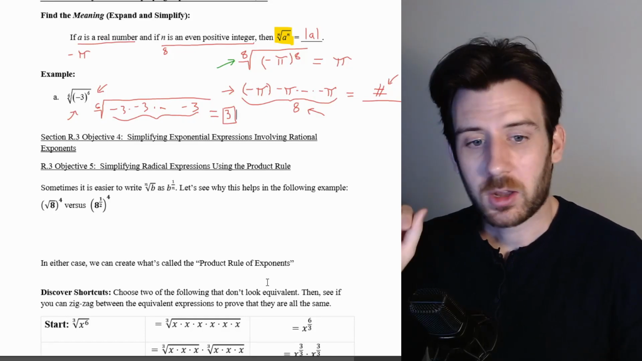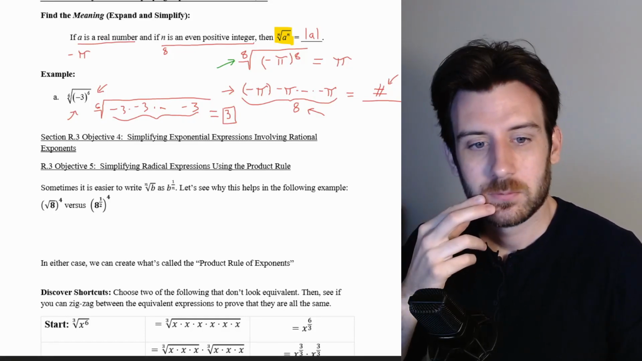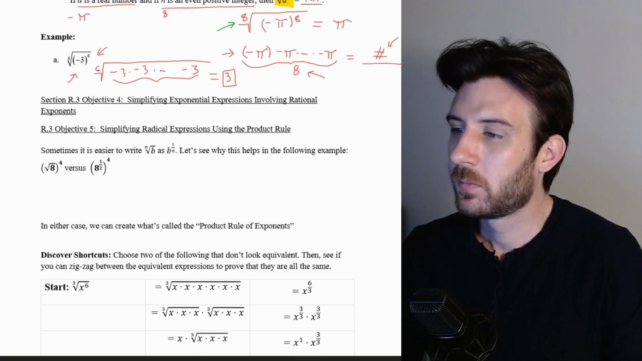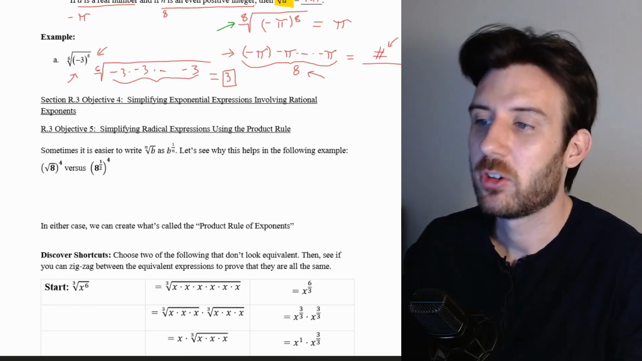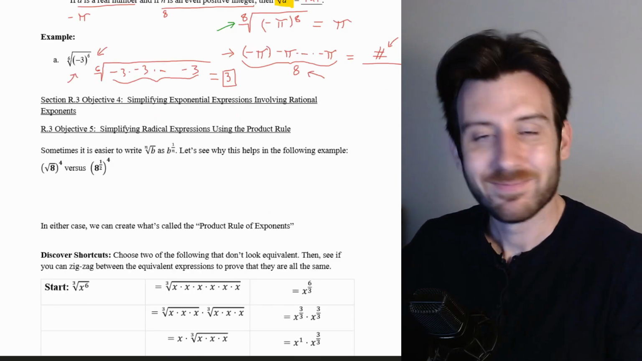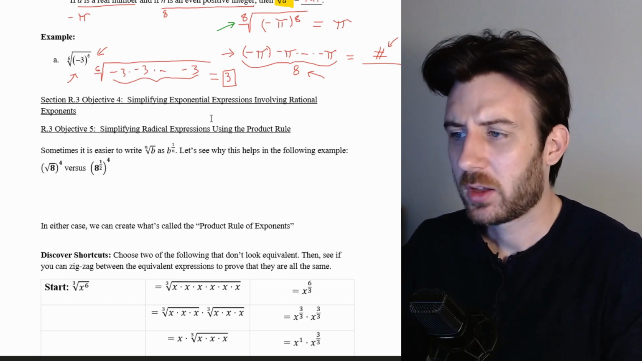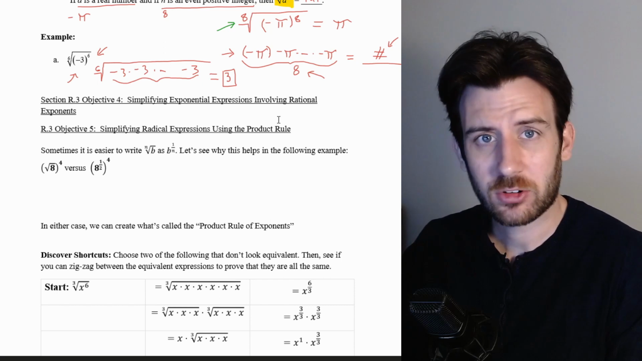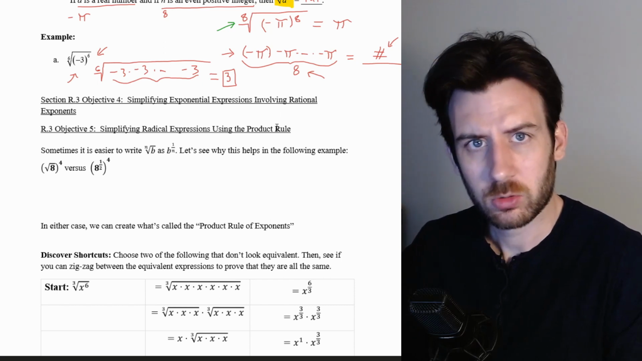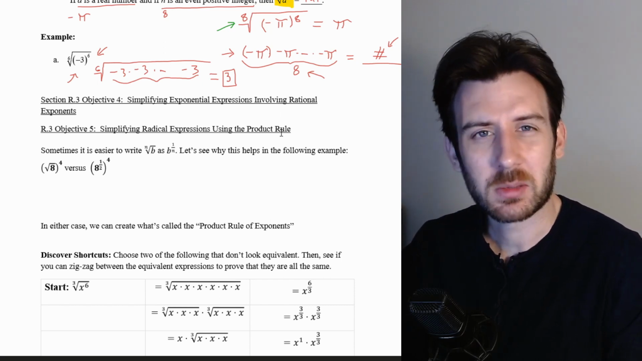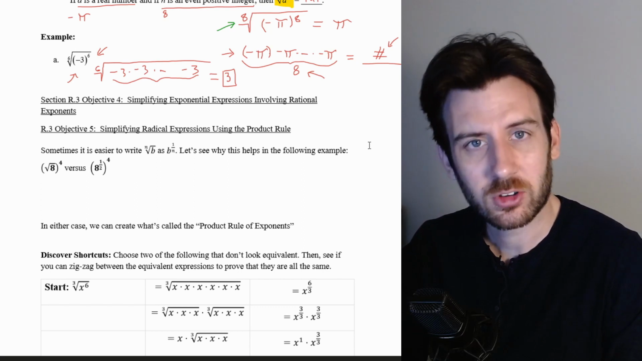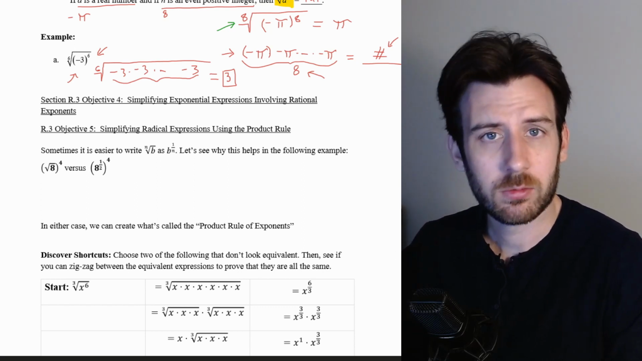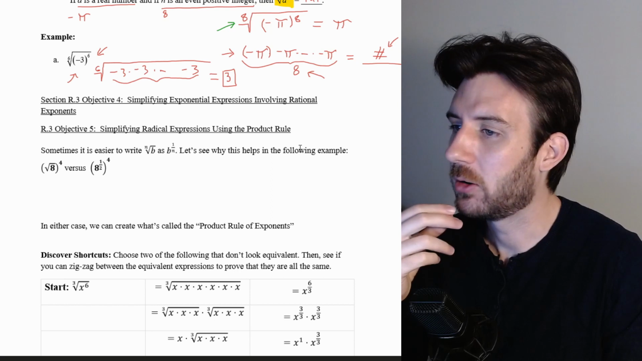Objective 4, let's jump on it. Simplifying exponential expressions involving rational exponents. There's a lot to unpack there. Simplifying exponential expressions, that's easy. That's what we've been dealing with. Involving rational, meaning the ratio of numbers, meaning numbers that can be represented as fractions that only have whole number numerators and denominators, exponents.